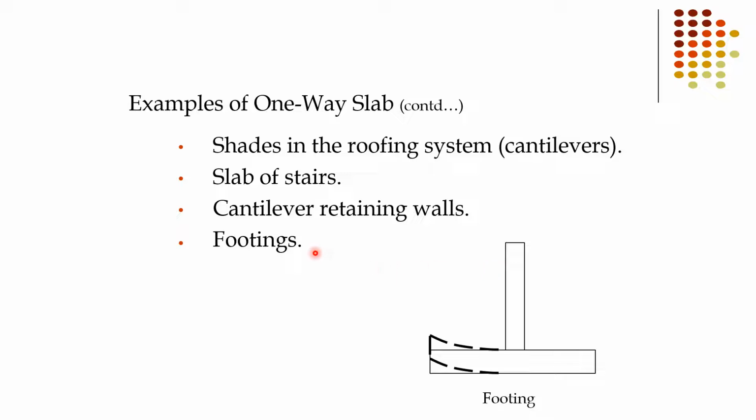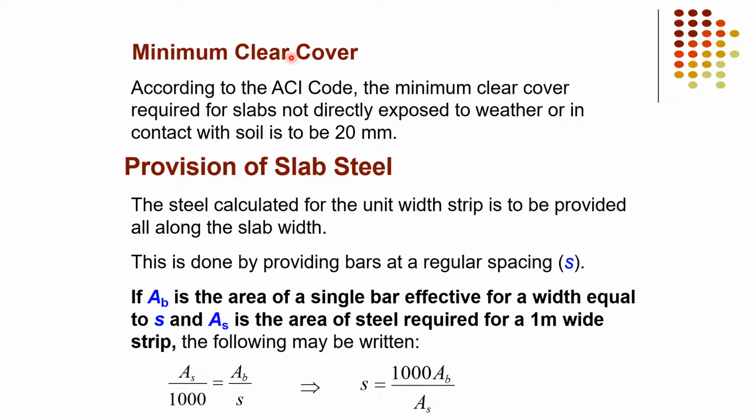Footings are also a type of one-way slab, where one end is supported and the other end is free. So all the load mechanism will be on one side, so that is also designed as a one-way slab. Just like beams, we use the clear cover, that is 40 millimeter. In slabs, we use the minimum clear cover of 20 millimeter, depending upon the weather condition and exposed fire condition.